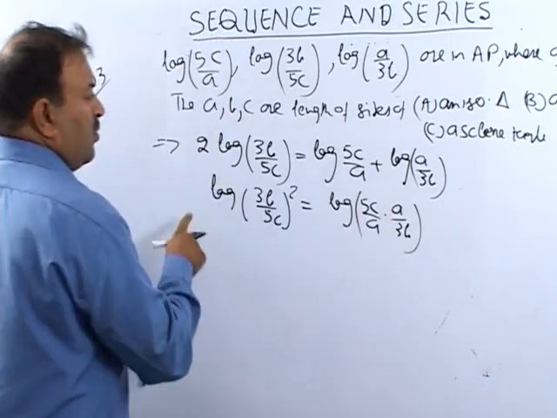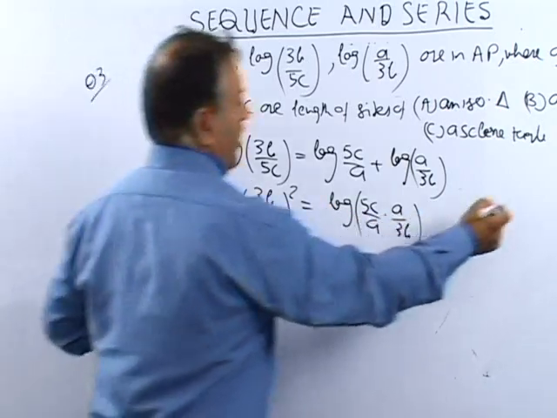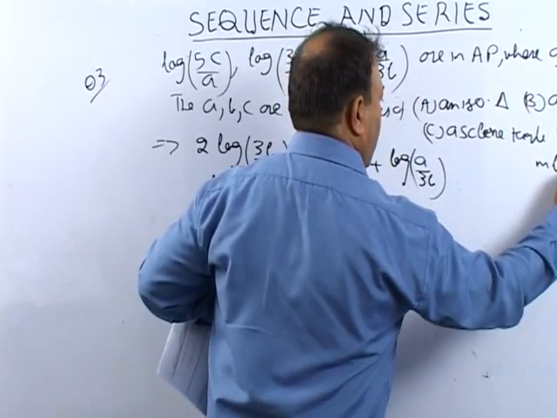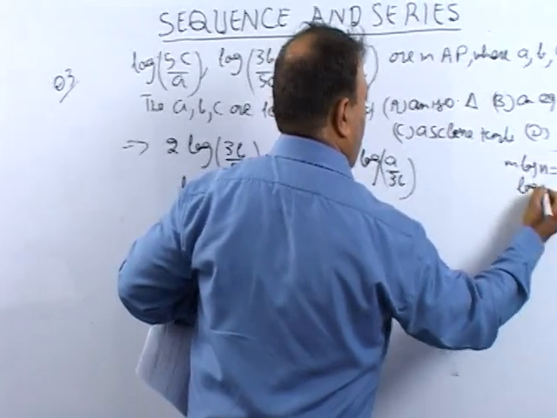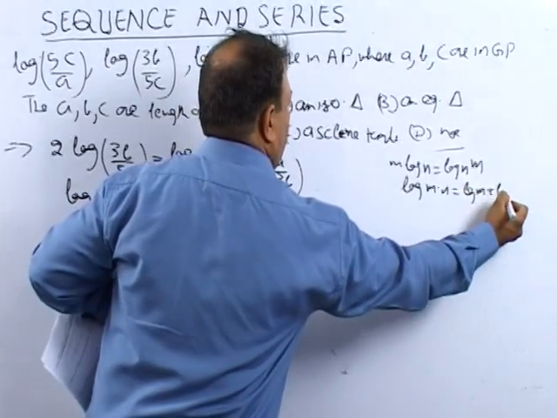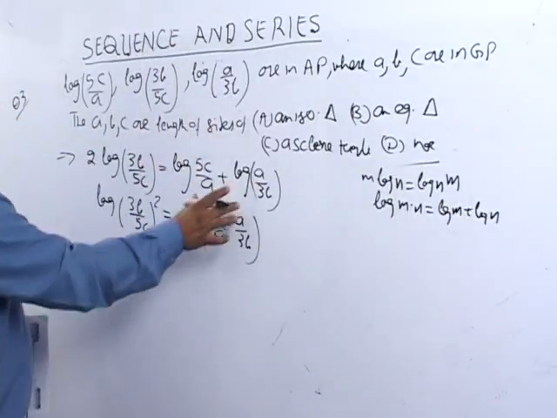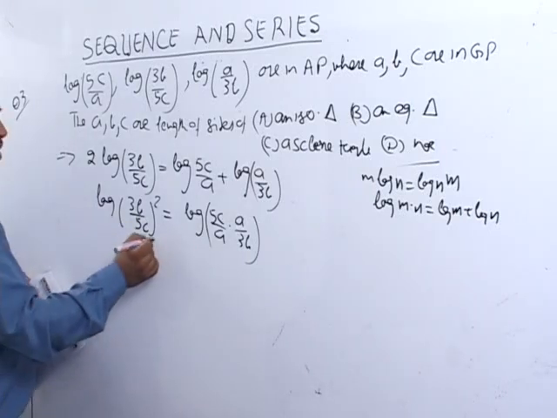यहाँ पर मैंने कौन सा फार्मूला अप्लाई किया? यहाँ पर मैंने log की एक प्रॉपर्टी किया. It is m log n is equal to log of n to the power m, and log of m into n is equal to log m plus log n. तो यहाँ पे मैंने क्या किया? इनको क्लब कर दिया. Now I can write down, cancelling the log.